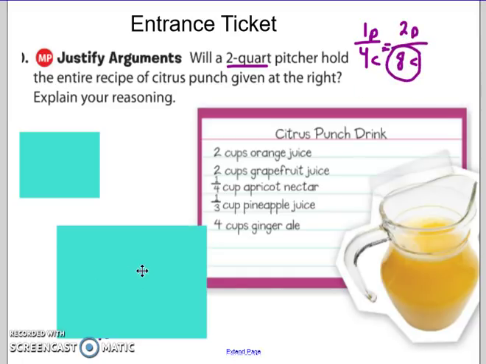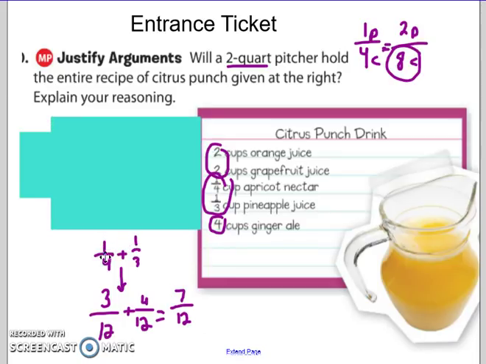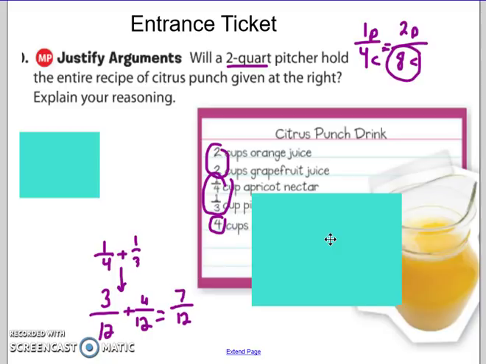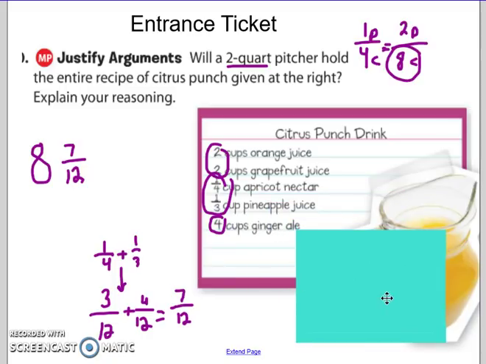Okay? Now we need to figure out, well, how many cups do we have in our drink? Well, what I did is I took all the whole numbers and I added them together first. So I know I've got 8 right there. Then I added these fractions together to see, okay, 1/4 plus 1/3, that's going to equal, well, first we've got to get common denominators. 3/12 plus 4/12 is 7/12. So we have 8 cups and 7/12.